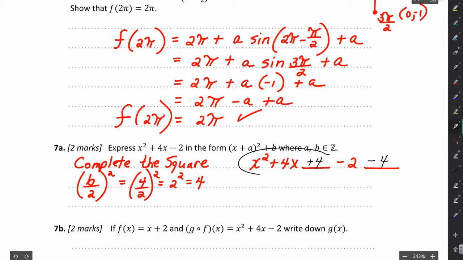Now, this part of the expression can be rewritten as a square. It's going to be rewritten as x plus 2 squared. X plus 2 times x plus 2 will bring me back to x squared plus 4x plus 4. And then minus 2 minus 4 is minus 6. So I have now changed my form from standard form of a quadratic into the vertex form. So x plus 2 squared minus 6 is my answer for part A.